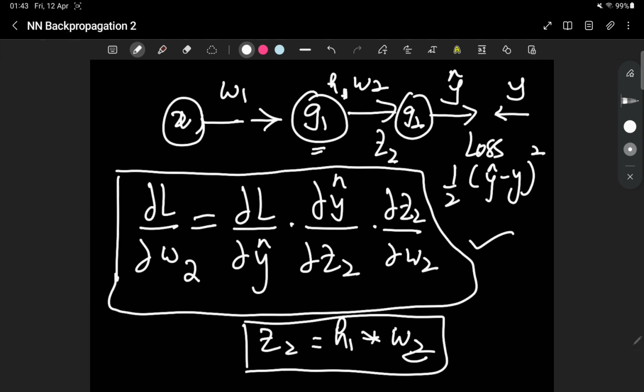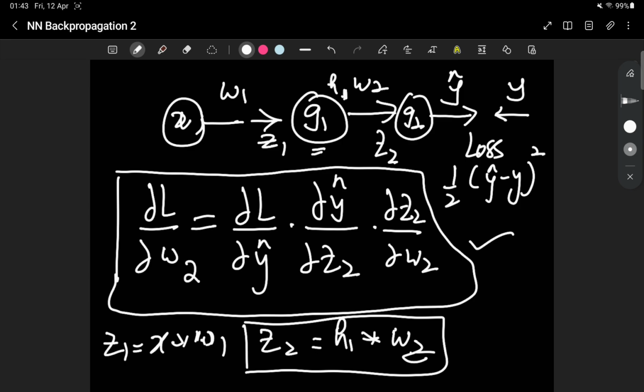And now if you want to calculate the partial derivative for W1, we'll assume that the input going into G1 is, let's say, Z1. In this particular case, Z1 is X times W1. Because we have only one input, there won't be any aggregation, since there is only a single input coming in. Otherwise, the summation sign would appear here.